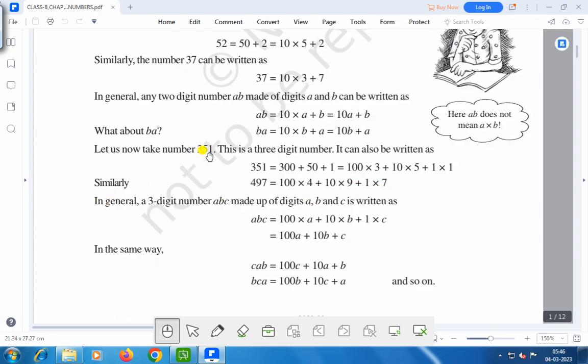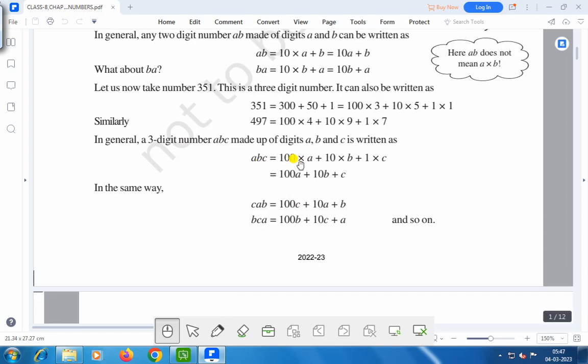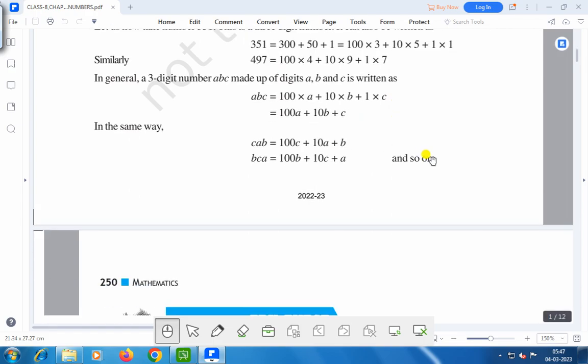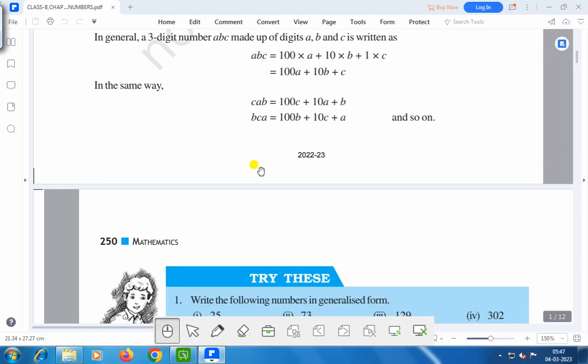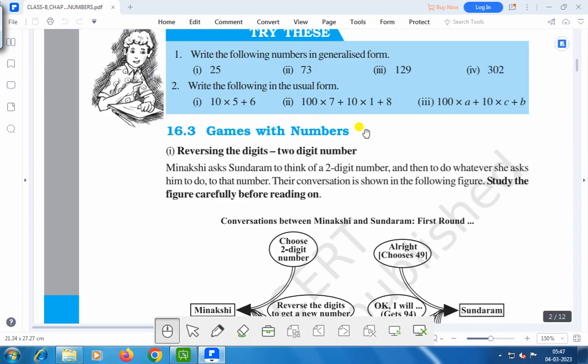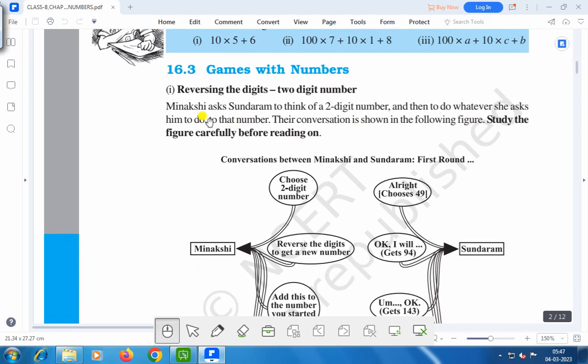Let us now take the number 351. This is a three-digit number. It can also be written as 300 plus 50 plus 1, or 100 into 3 plus 10 into 5 plus 1 into 1. 497 is 100 into 4 plus 10 into 9 plus 1 into 7. Or ABC can be written as 100A plus 10B plus 1C. CAB can be written as 100C plus 10A plus B. And BCA can be written as 100B plus 10C plus A. And so on.